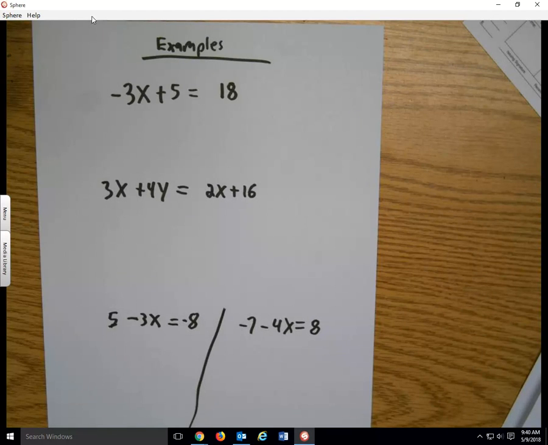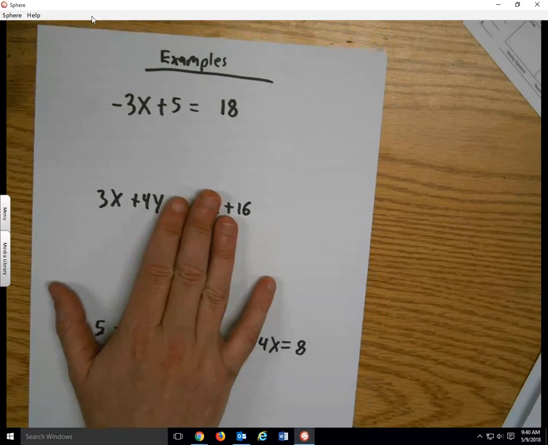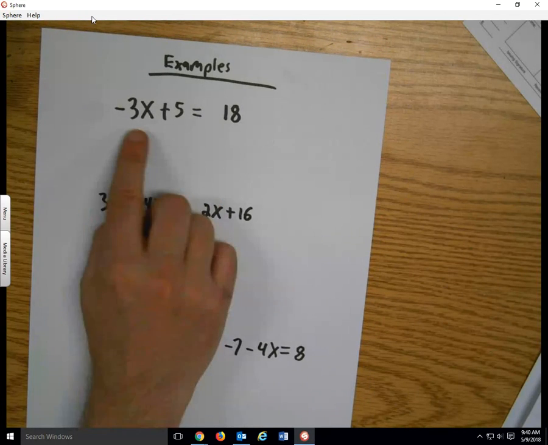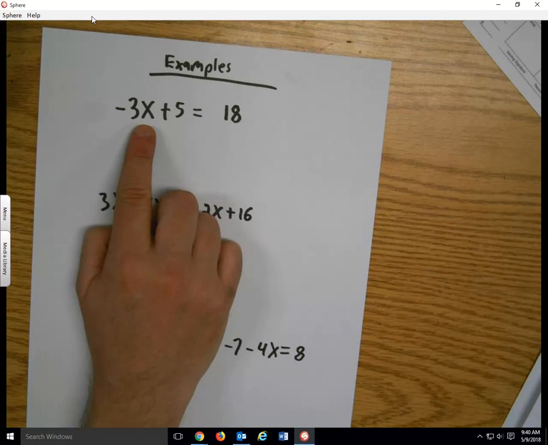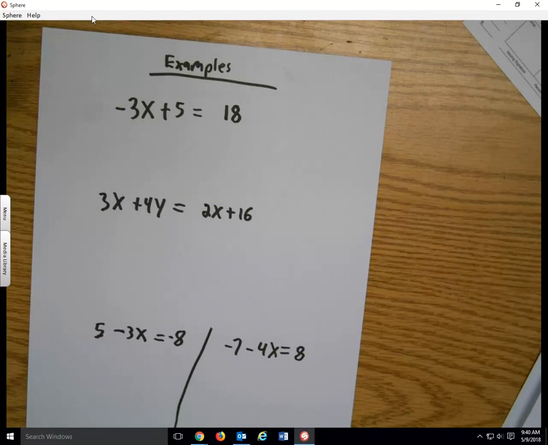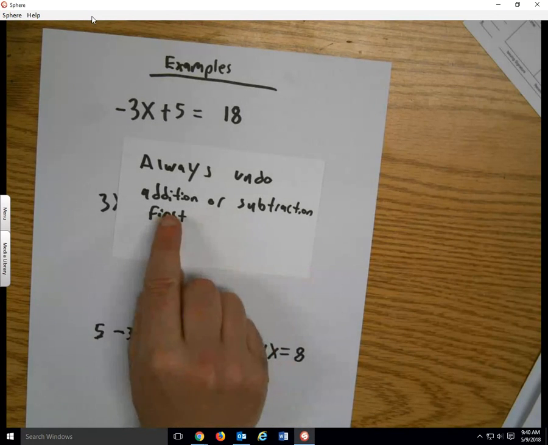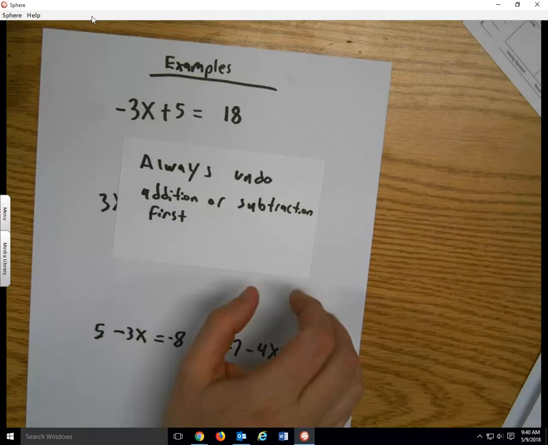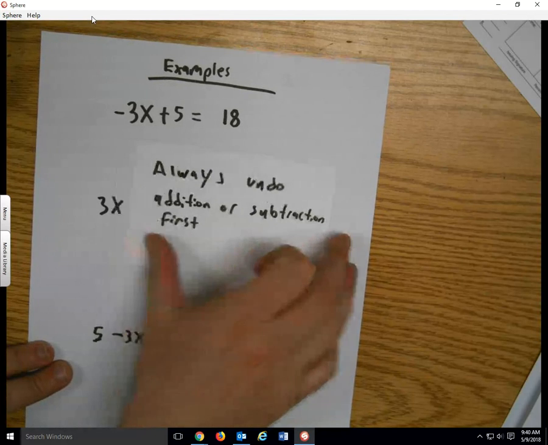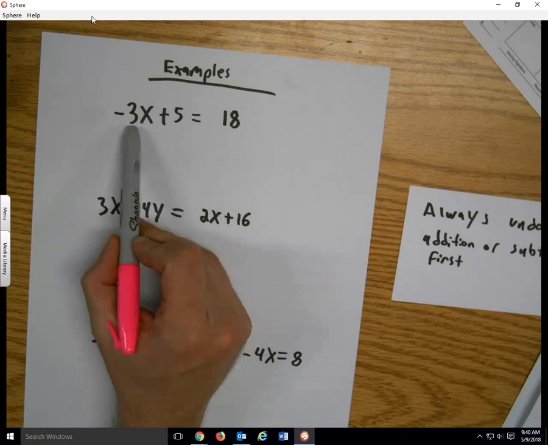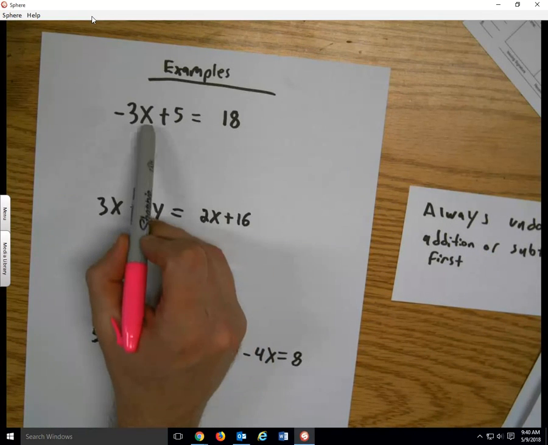So let me go ahead and show one example here. What we're doing is we're solving for the letter x. We're trying to get x by itself. Okay, so the first rule that we need to come up with is always undo addition or subtraction first. Always undo addition or subtraction first. So in order to solve this, we have to figure out which one of these numbers here is being added or subtracted to the x.